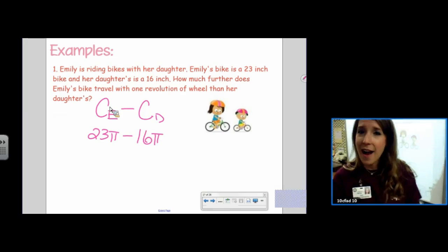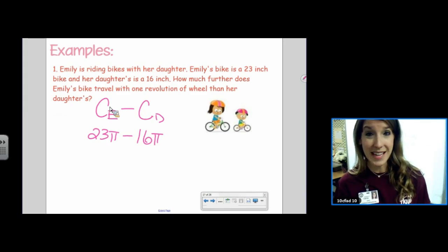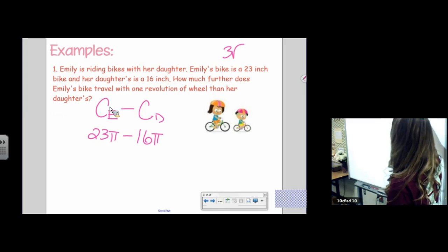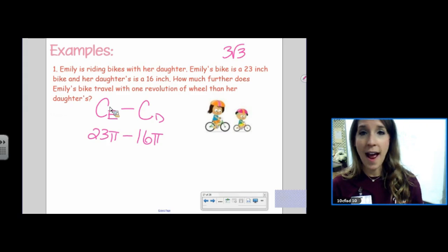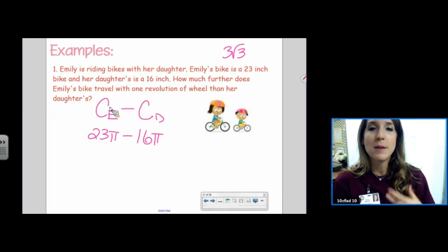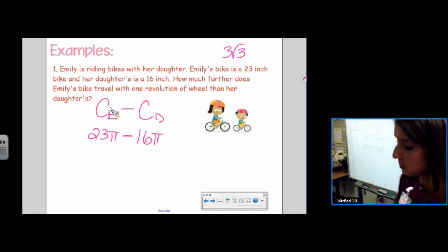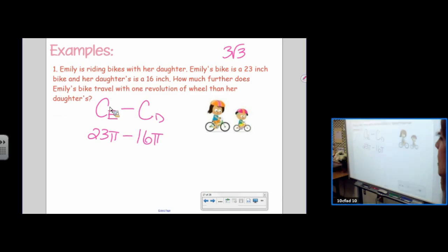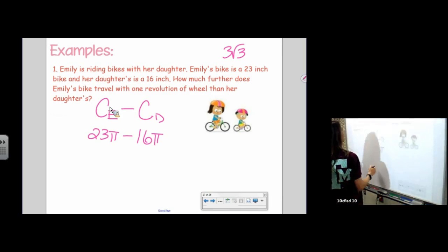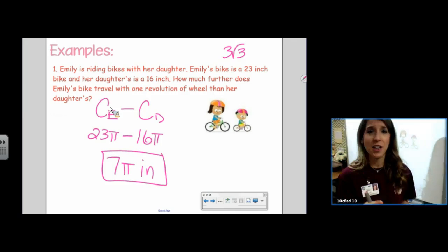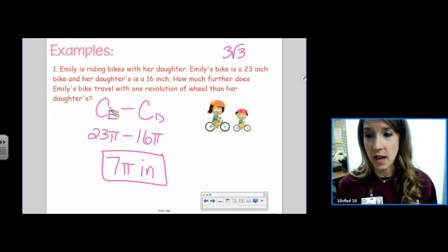Notice, did I go to my calculator and do 23 times 3.14 and write the decimal down? No, I did not. Just like we don't go to our calculator and type in radical 3. We keep it exact. We keep it in terms of pi. So in terms of pi, Emily's circumference is 23 pi and her daughter's is 16 pi. If we subtract those, the exact answer would be 7 pi inches. That is the exact answer, and that's how you're going to answer these problems most of the time.